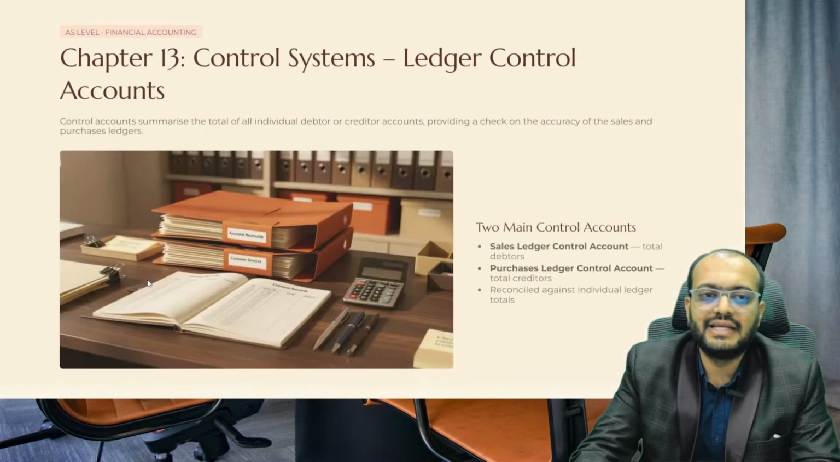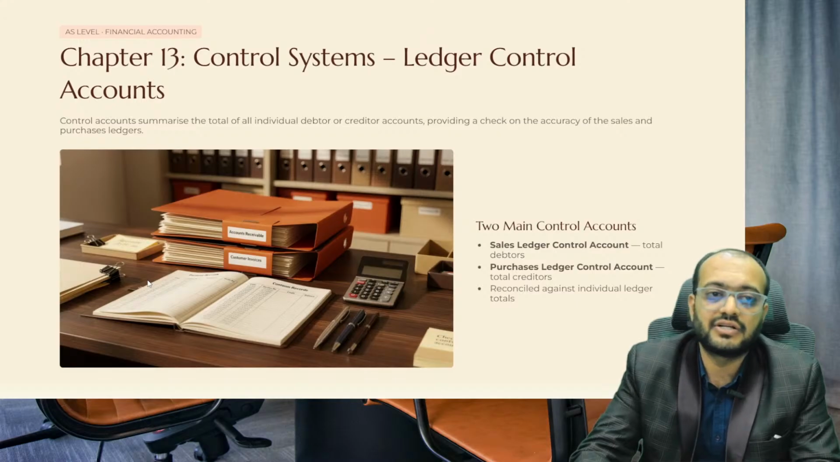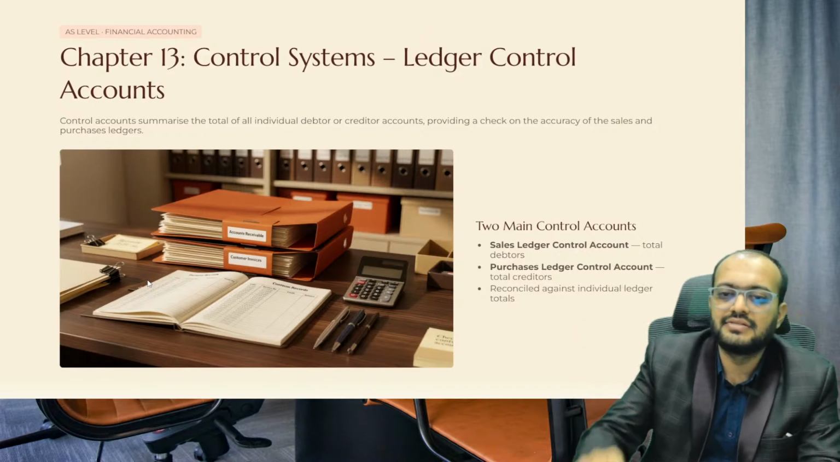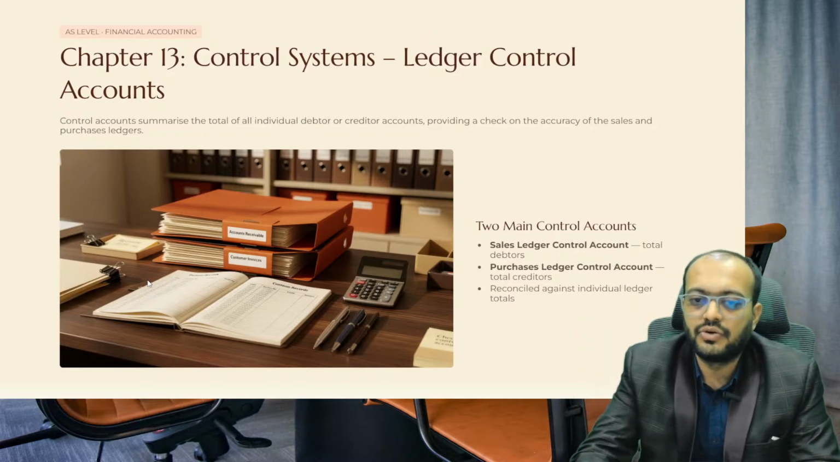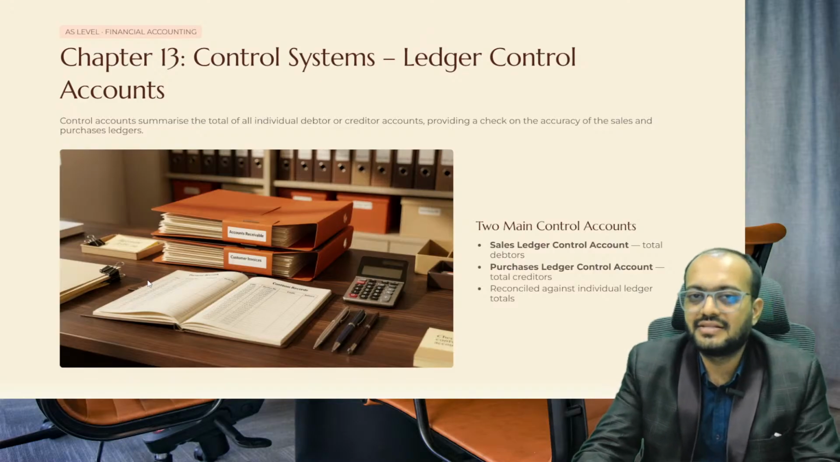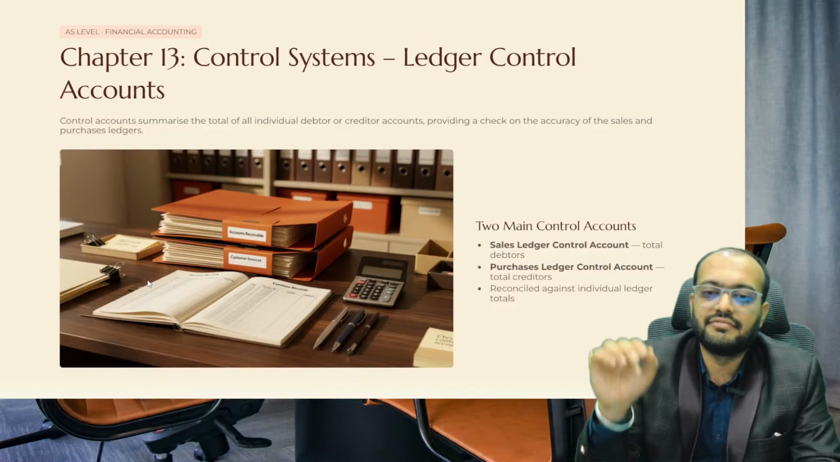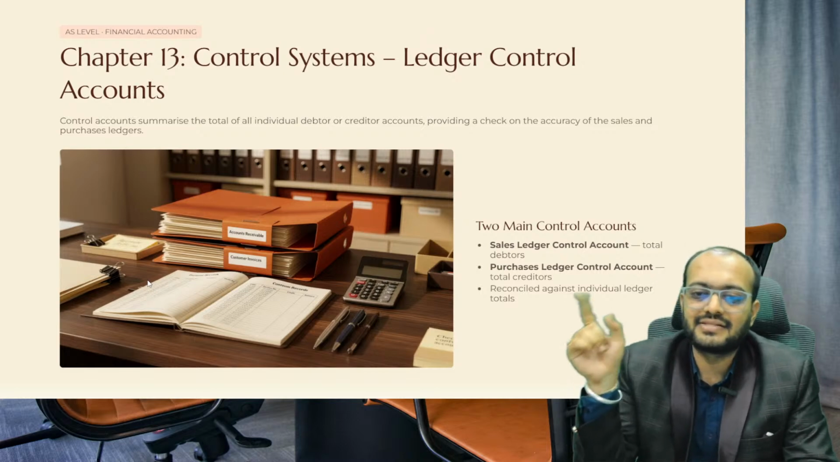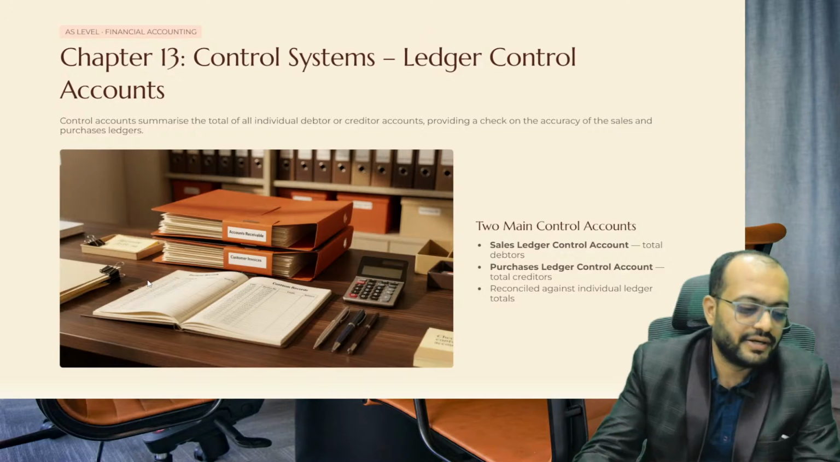Next, chapter number 13 is related to control system again, ledger control accounts. In ledger control accounts, basically there are two main ledger control accounts. One is the sales ledger control account and one is the purchase ledger control account. Of course, the sales ledger is related to sales, that is total debtors, and when it comes to the purchase ledger account, the person from whom we purchase the goods is known as a creditor. So it is related to total creditors.